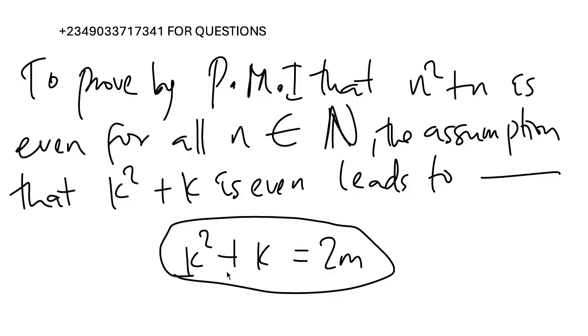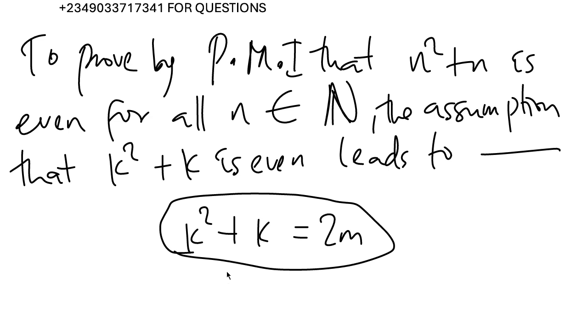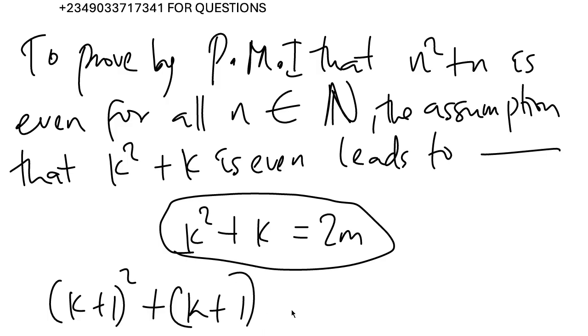Because on substituting n as k, it still has to be divisible by 2. Because the aim of this is that for all n greater than or equal to 1, the expression, the statement, is valid, right? So the next step is anywhere you now see n, substitute k plus 1, and on doing that you have k plus 1 all squared plus k plus 1. I hope you are following.